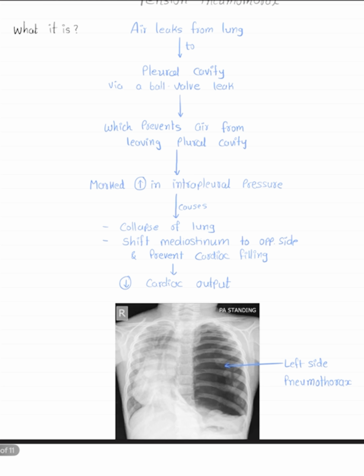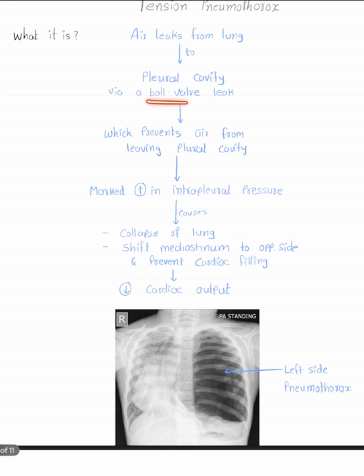So here the air leaks from the lungs into the pleural cavity via a ball valve leak. So what is this ball valve leak and how is this important to know? Basically, the ball valve leak will allow the air to exit from the lungs into the pleural cavity but will not allow the same air to go back into the lung.